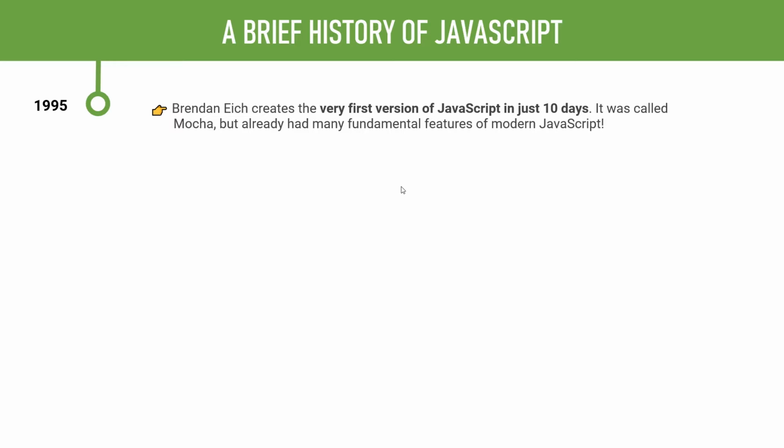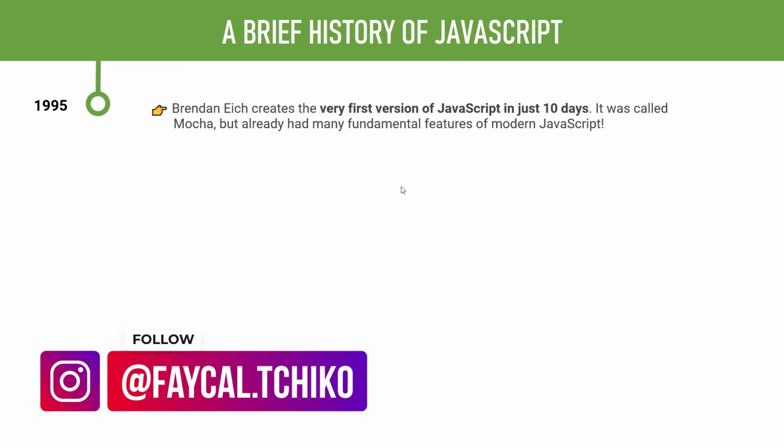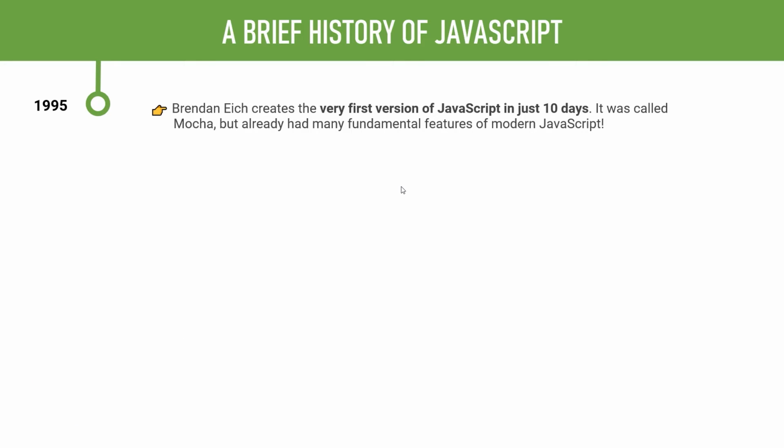So, in 1995, Netscape Navigator, which at the time was the dominant browser, hired a guy named Brendan Eich, if I pronounce it right, to create the very first version of JavaScript in just 10 days. It was called Mocha. So not just JavaScript yet, but it already had many of the fundamental features that modern JavaScript has today. That's very impressive, that he basically created this first version in really just 10 days.